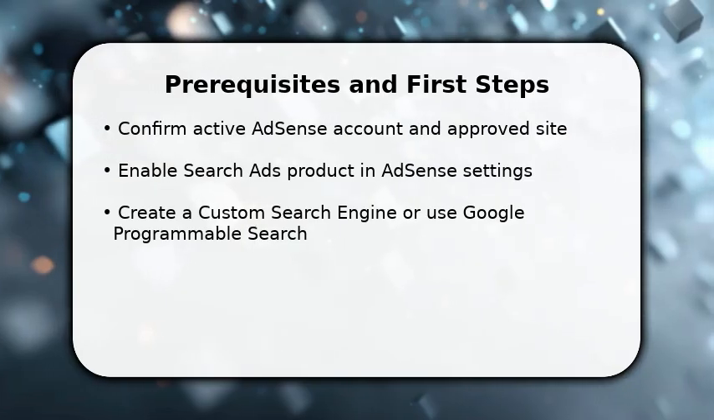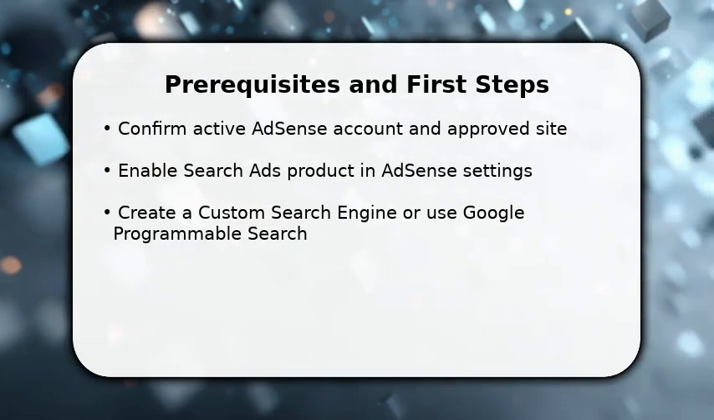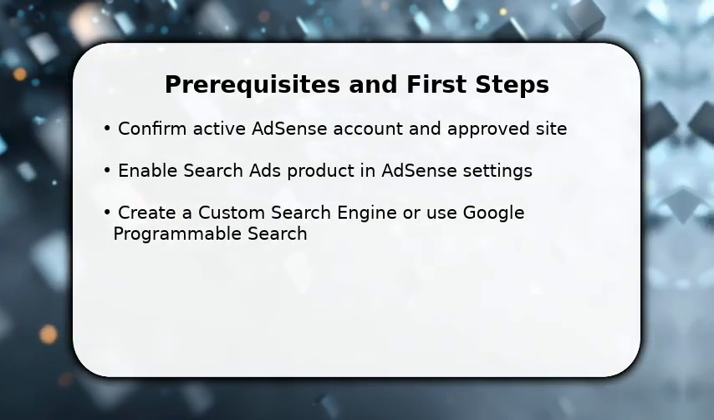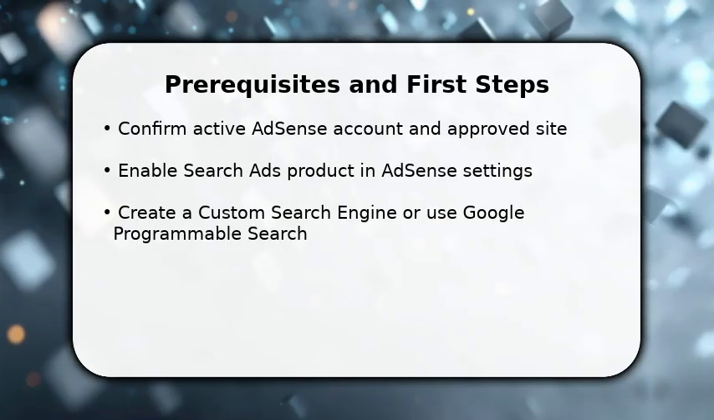You must start by verifying your account and site approval. This ensures eligibility for search ads. Once confirmed, open Adsense, go to Ads, and choose Search Ads to enable the product.